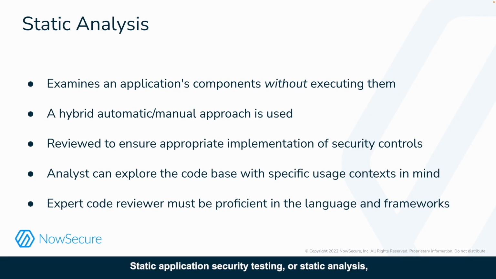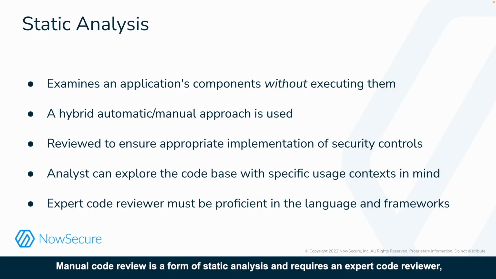Static application security testing, or static analysis, involves examining an application's components without executing them by analyzing the source code either manually or automatically. In most cases, a hybrid automatic and manual approach is used. During static analysis, the mobile app's source code is reviewed to ensure appropriate implementation of security controls. Automatic scans catch the low-hanging fruit, and the analyst can explore the codebase with specific usage contexts in mind.